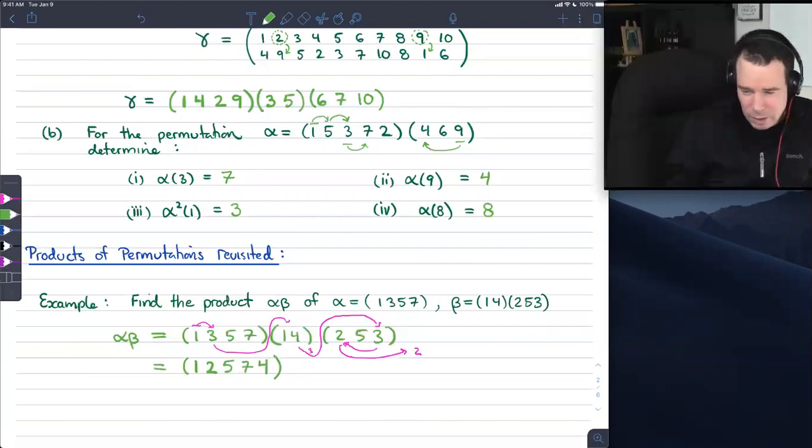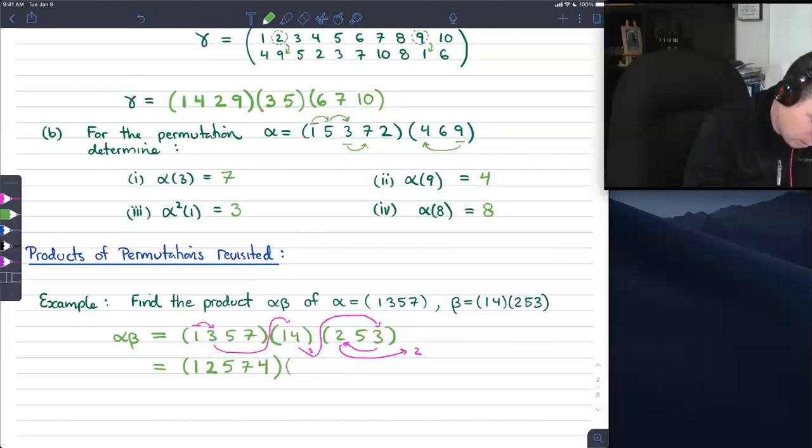Now I still need to keep working. I've got 1, 2, 3's not in there, so I still need to figure out what happens with 3. So what does 3 do? The first cycle takes 3 to 5, and then the second cycle doesn't do anything, so 5 still's at 5, and then 5 goes to 3. So 3 goes to 3.